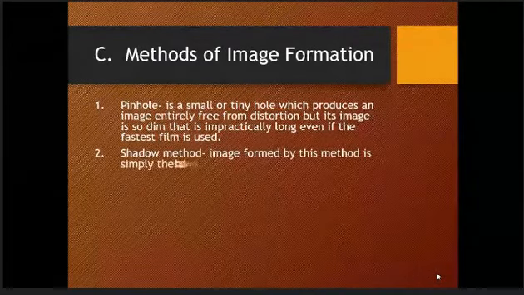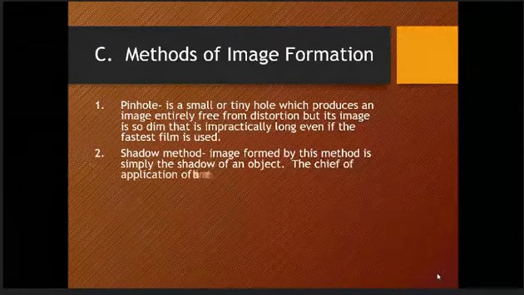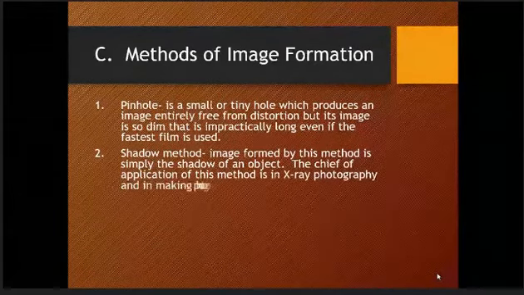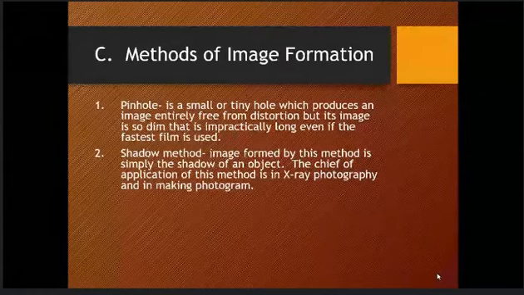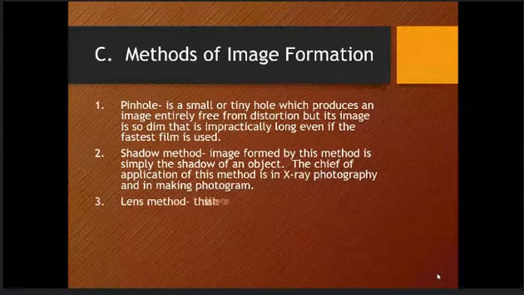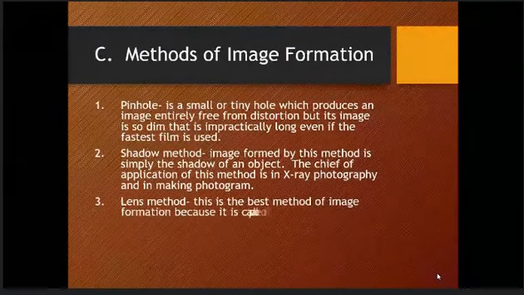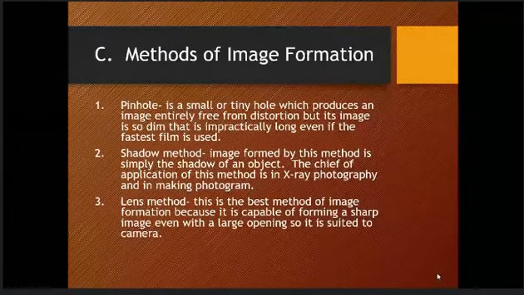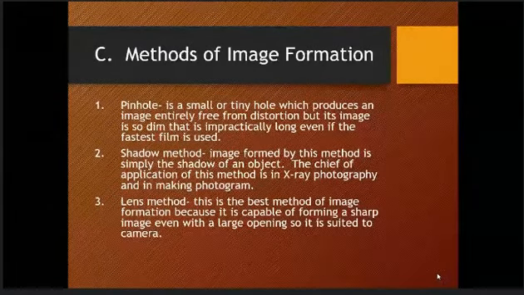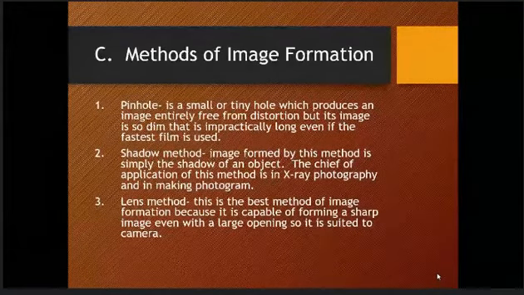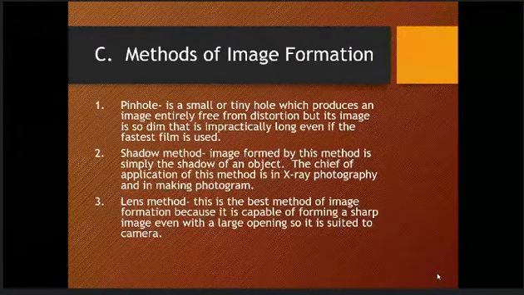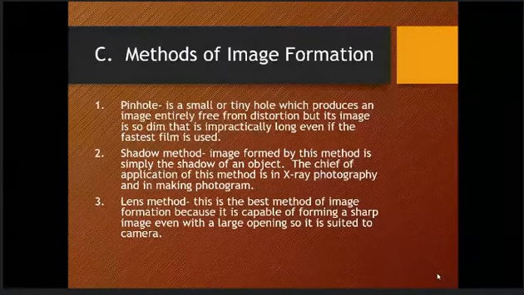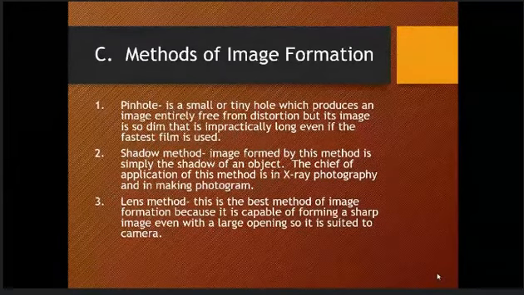Second is shadow method in X-ray photography. In X-ray photography, we have the shadow method. But the best method in photography, we are using now the lens method. The one we are using today, even in digital photography, we are using the lens method. Actually, this is what we call the best method of image formation because it's capable of producing sharp image.